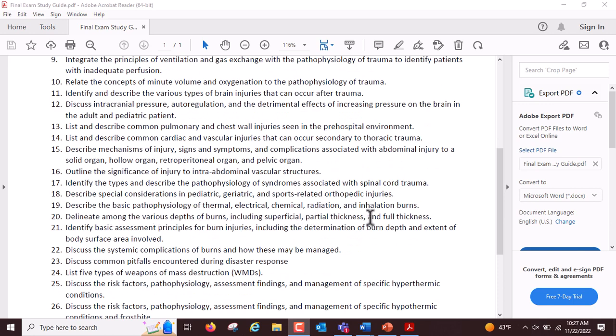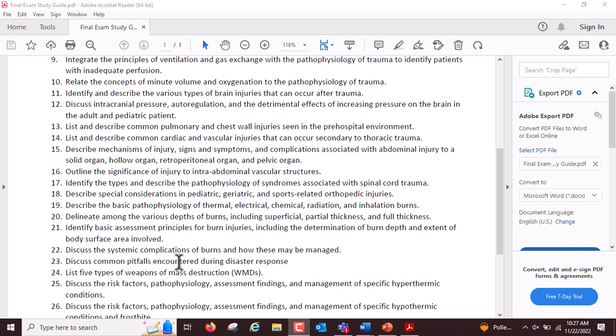Just know the difference between superficial, partial thickness, and full thickness burns. And in particular with burns, what I want you to know is, number one, that you can have fluid shifts, which lead to hypovolemic shock. And then number two, the area that is burned leads into hypothermia for our patient, which is not a good thing for them.